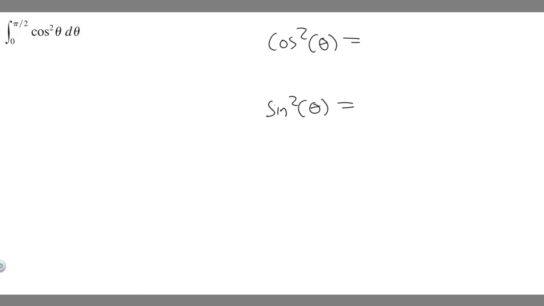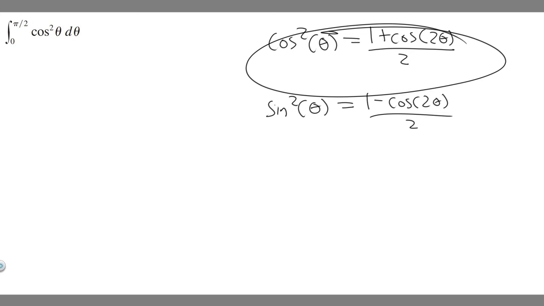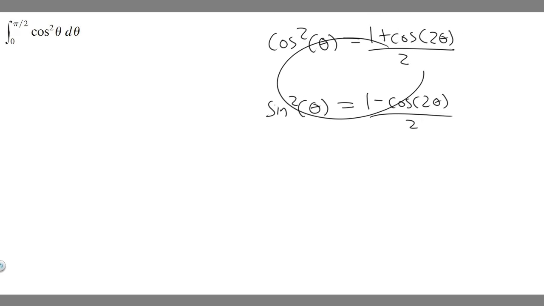So the cosine squared of theta, you can rewrite as 1 plus the cosine of 2 theta, over 2. And then for sine squared of theta, it's 1 minus cosine of 2 theta, over 2. So the only difference is this minus sign, but we're going to use this one to solve this problem. Just write these down if you need them, but I'm going to erase it from the screen. These are really important to know, so just write it down.